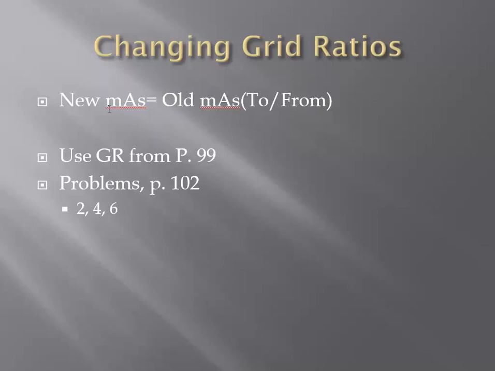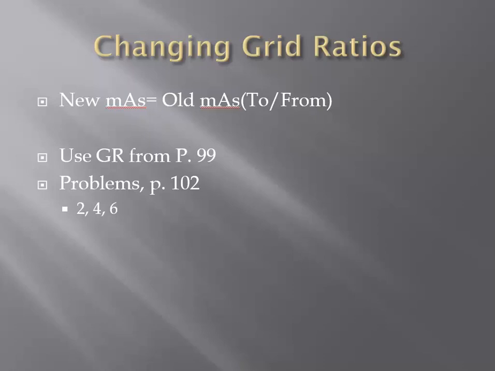Those numbers on the right-hand side represent the change in mass that you would need. So if you went from no grid, which is a Bucky factor of 1, to a 5 to 1, you would need to double your mass. If you went from no grid to an 8 to 1, then you would need 4 times the mass. If you went from no grid to a 16 to 1, you would need 6 times the mass. That's what those numbers represent.